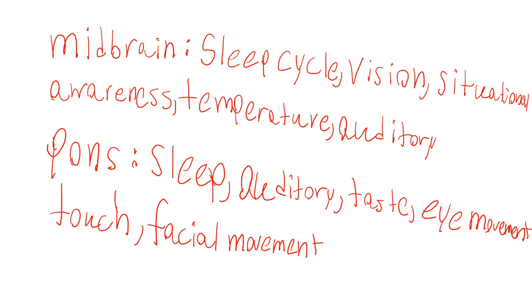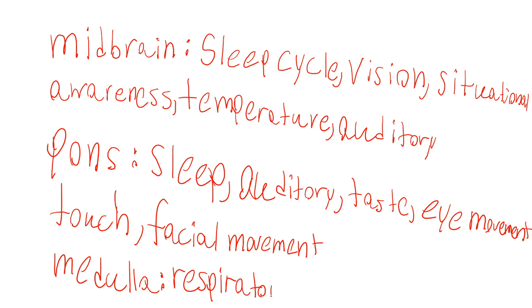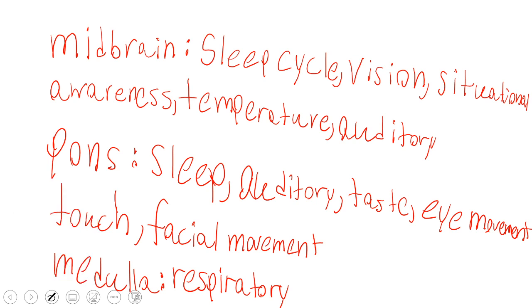Now we're going to go down the list to the last part, which is the medulla. Your medulla is very, very important. Here's where all the good stuff happens. We have your respiratory stuff happening here, your breathing. So your breathing rate, and cardiac function happens over here. Again, this would be like heart rate and stuff. And also we have your blood pressure.